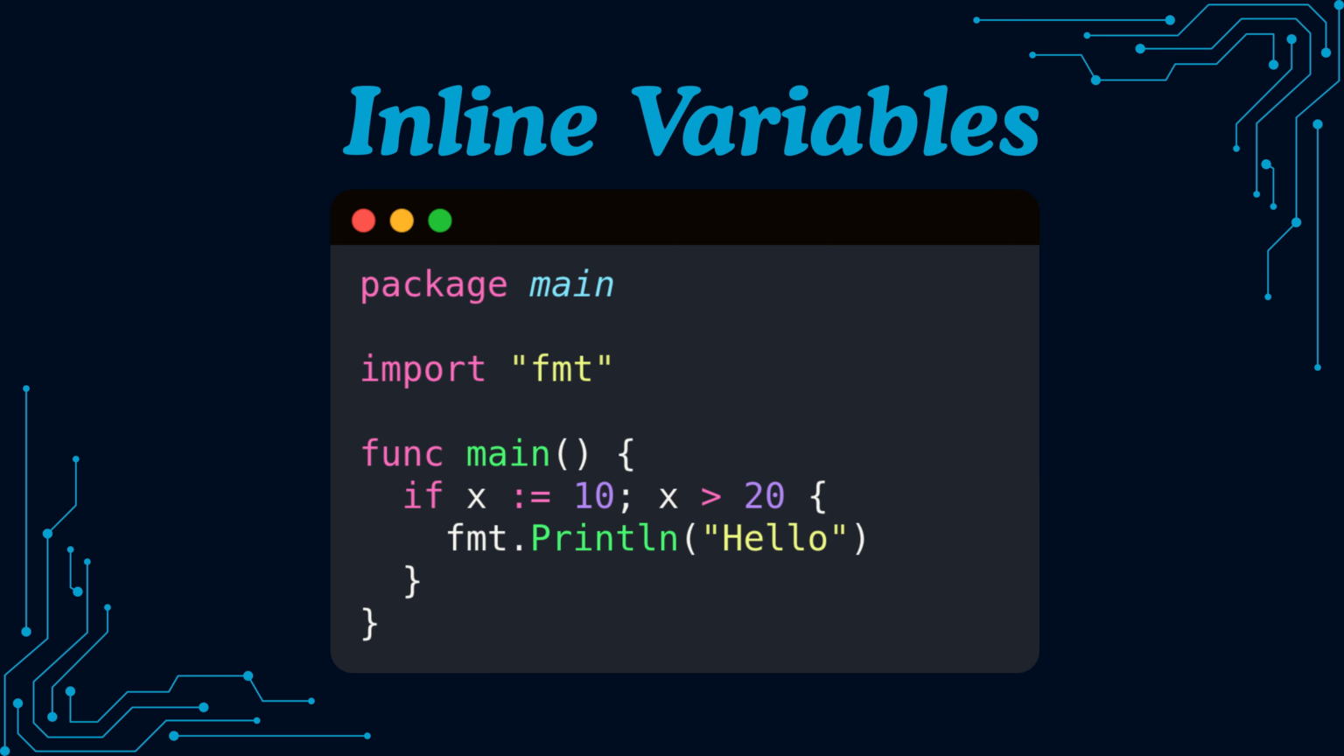In the example, we are creating a variable x and setting it equal to 10. We are then checking if x is greater than 20, and if it is, we will enter the if statement. Since we are setting x to be a set value, this if statement will never execute. That's why this pattern is usually used when calling functions.